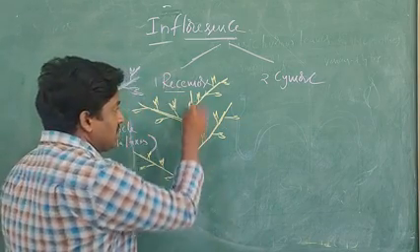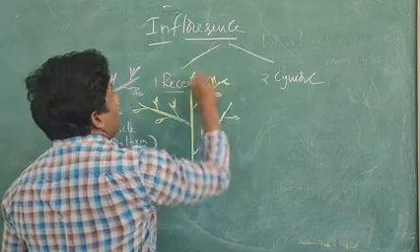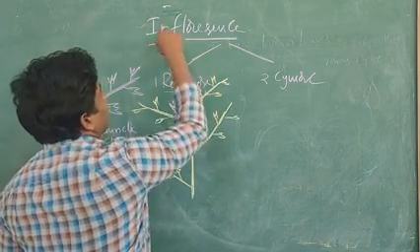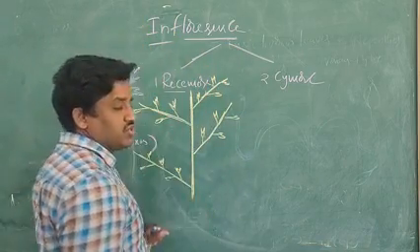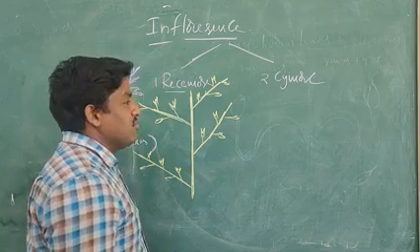Once again, this main axis or floral axis continuously grows like this, and branches are produced. And on each branch, a number of flowers are continuously produced. That's it. Okay, and now cymose inflorescence.